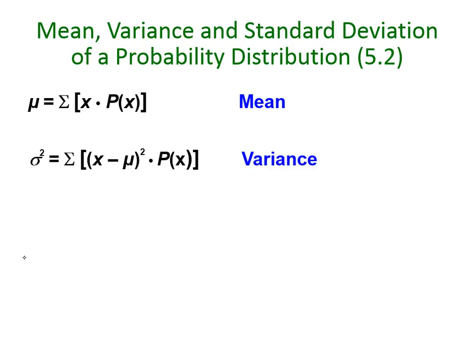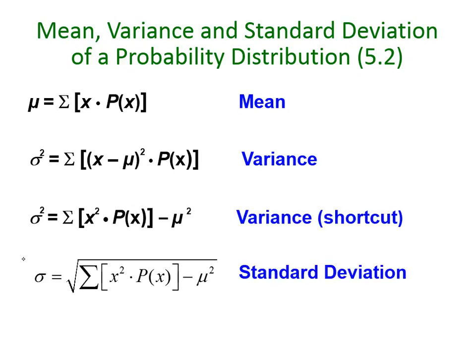If I'm trying to find my variance, and notice these are for population mean and population variance, you're going to take the difference between your x value, your random variable, and your mean, square that value, times the probability it occurs, and add up each of those. If you know the variance, how do you get the standard deviation? How do I get sigma if I know sigma squared? Square root it.